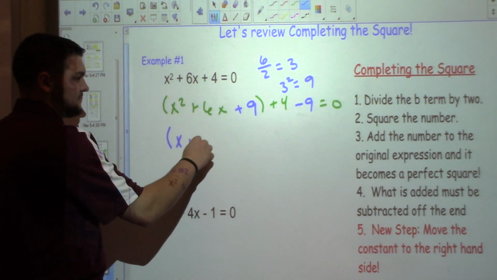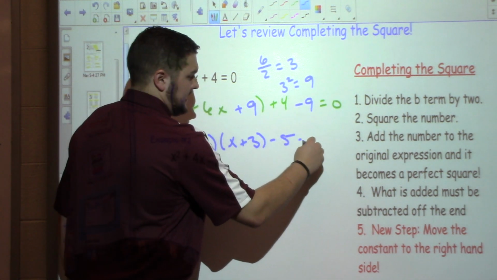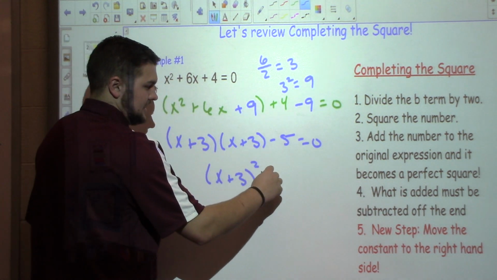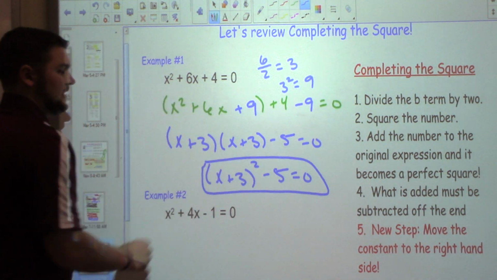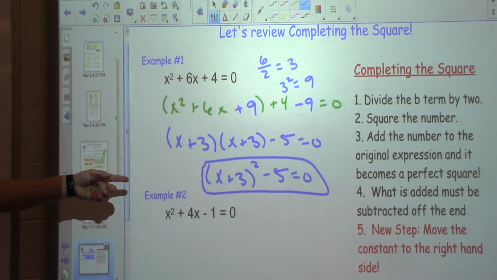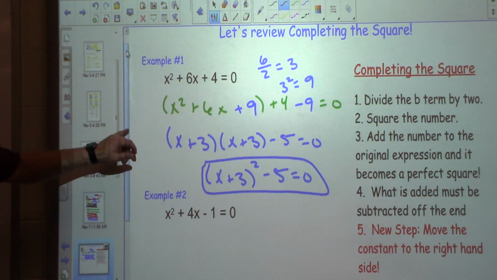This in here becomes x plus 3 times x plus 3 minus 5 equals 0, or x plus 3 squared minus 5 equals 0. Hey guys, why do you think we're reviewing this? It's going to be on the test. Well, we're going to do it again on the next page, right? So, let's review one more.